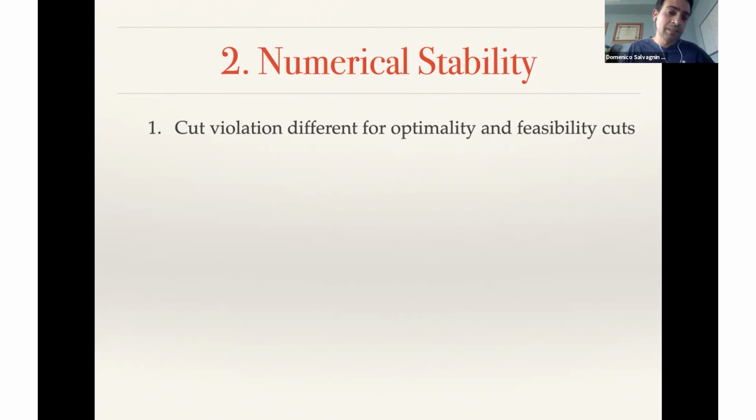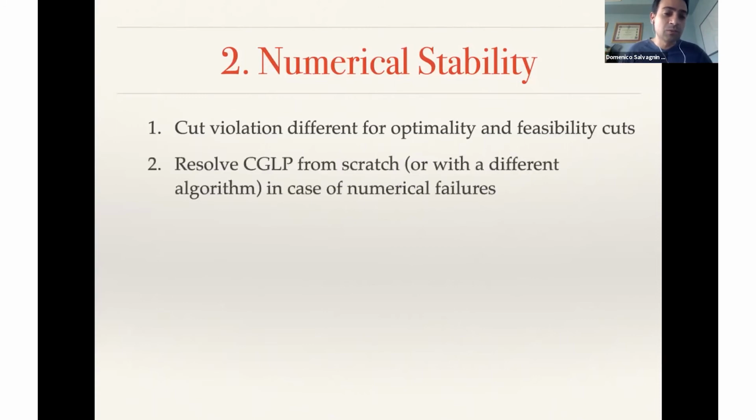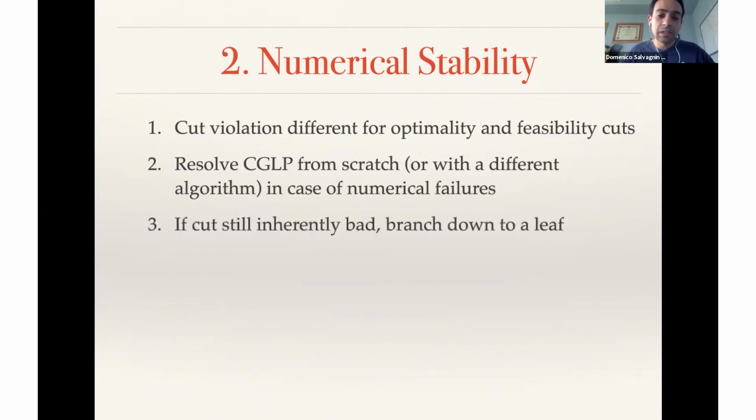Then there are other small things. Well, one is quite natural. If you are able to detect that the cut generating LP got into numerical trouble, you can try to resolve from scratch or with a different LP algorithm. If the cut is still in a state that you cannot add it to the LP because, let's say, its dynamism is too big or it's too dense or whatever, what we can still do is to keep on branching, even though the node is integer, until we get down to a leaf node in the branching tree.